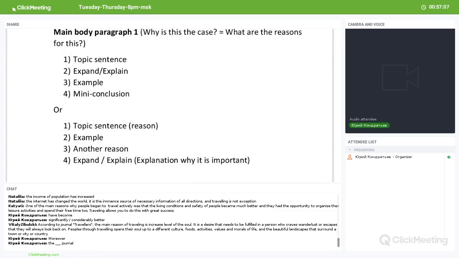food, activities, values, and morals of life, and the beautiful landscapes that surround a town, a city, or a country. But you just put "or" before the last one, so that's around a town, a city, or a country. It will be better stylistically.